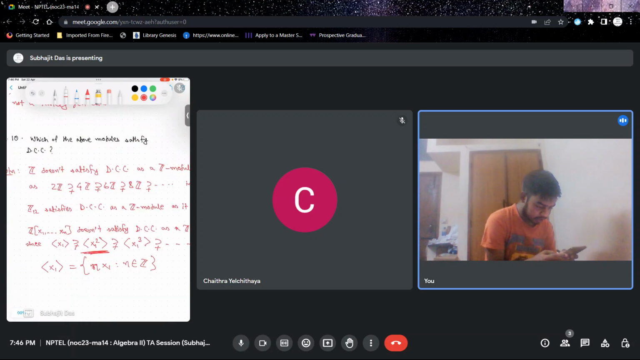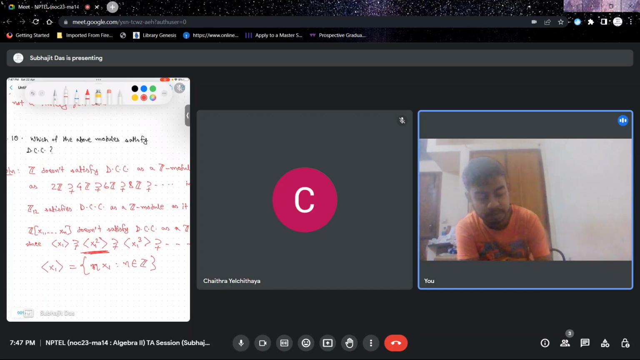So let me check the question once again. Which of the following Z modules satisfy DCC? Very surprisingly, the solution that they have given uses this argument, but that's not correct, right? This is not a descending chain of Z submodules. So maybe I'll take some time, stop the session here, fix it up and upload the write-up.